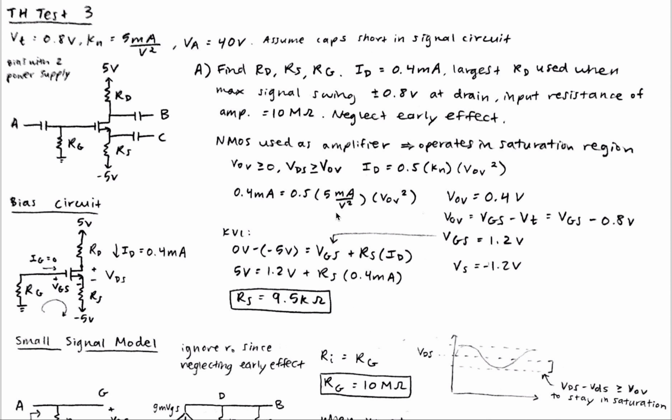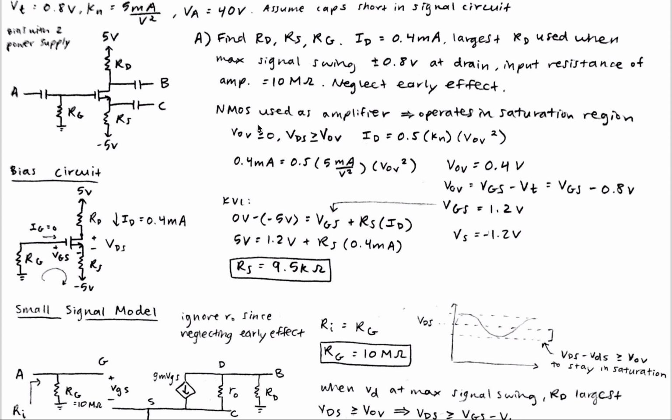This is my submission for take-home test 3. For the first part, we need to find these three resistances, RS, RG, RD. We know that the NMOS is used as an amplifier, which means it operates in the saturation region.